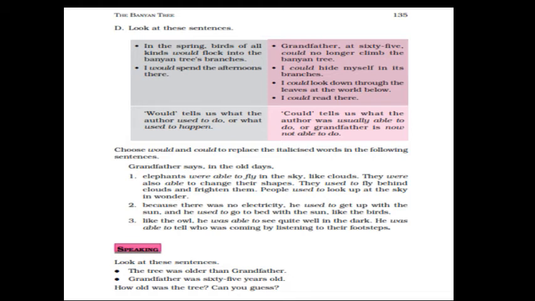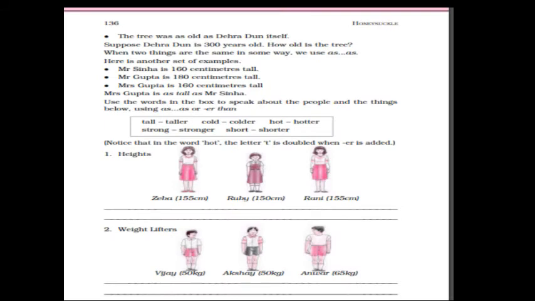Look at these sentences. The tree was older than grandfather. Grandfather was 65 years old. How old was the tree? Can you guess? The tree was as old as Dehradun itself. Okay. So probably Dehradun is 300 years old. We are thinking like that. The tree was as old as Dehradun itself. Suppose Dehradun is 300 years old. How old is the tree?